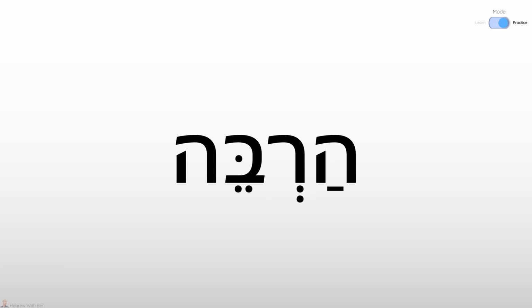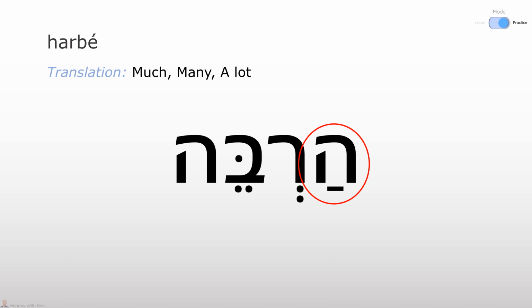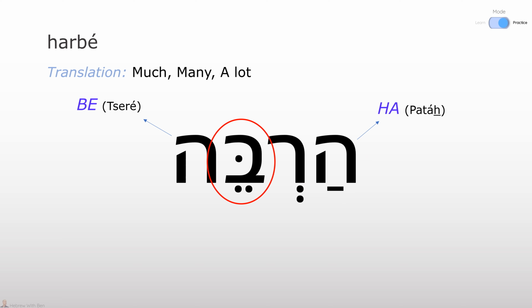The next word is harbe. We start with the letter he, decorated with patach. The last syllable is the letter bet, decorated with tzere.